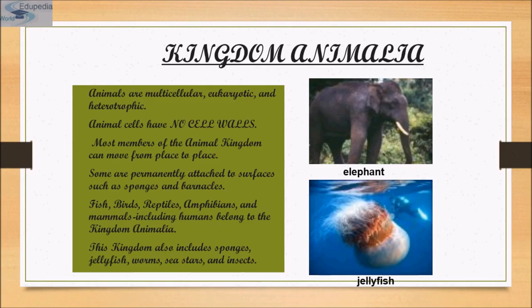They follow a definite growth pattern and grow into adults that have definite shape and size. Higher forms show elaborate sensory and neuromotor mechanisms. Most of them are capable of locomotion. Kingdom Animalia includes sponges, jellyfishes, worms, sea bugs, and insects.